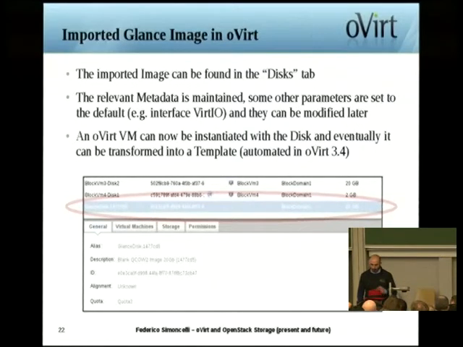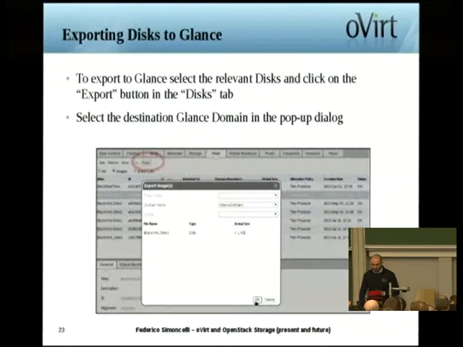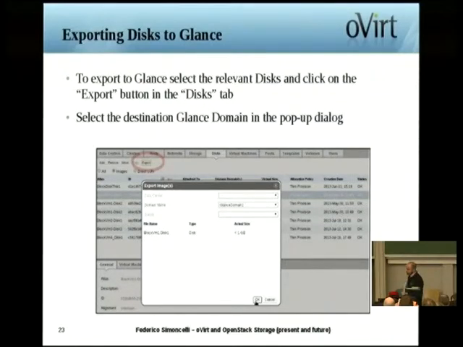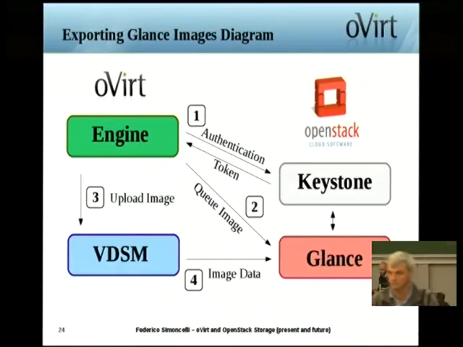And so at this point we can also look at the other operation that is symmetrical to this, that is exporting disks to Glance. It's pretty much the opposite. So now you go to the disk tab and you select one of the disks and you can export them to a Glance storage domain. You will be prompted again with a dialog where you can select the Glance domain, and that behind the scene will pretty much do the same.